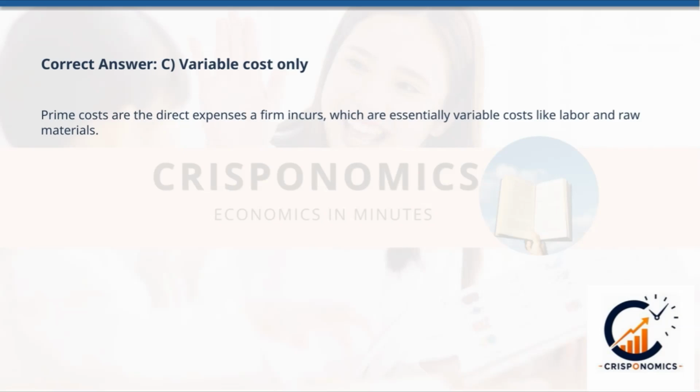These costs mainly include things like labor and raw materials, expenses that vary depending on how much you produce. So, prime costs are essentially variable costs. They go up and down with production levels, unlike fixed costs, which stay the same regardless of output. Understanding this helps us manage expenses more effectively.